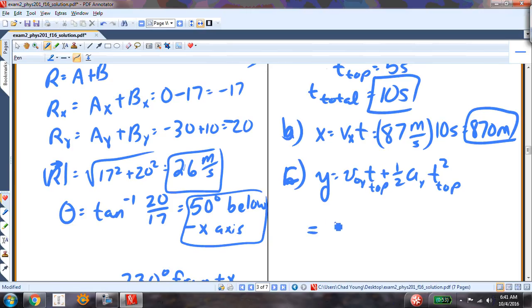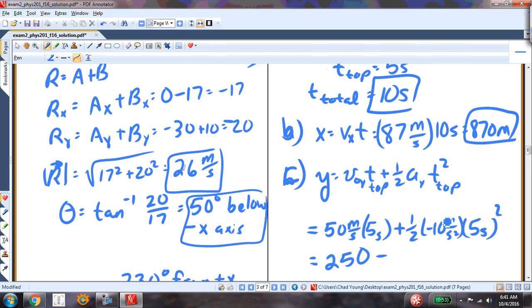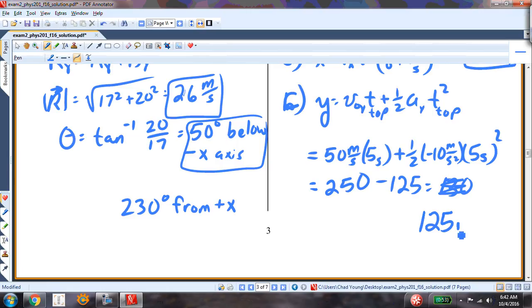I say this is equal to 50 meters per second, because that was my v naught y, times 5 seconds plus 1/2 of negative 10 times 5 seconds squared. Let's see, that's 250 minus 5 times 25, 125. We'll call that 130. I guess actually it would be 125 meters. That is the y displacement.